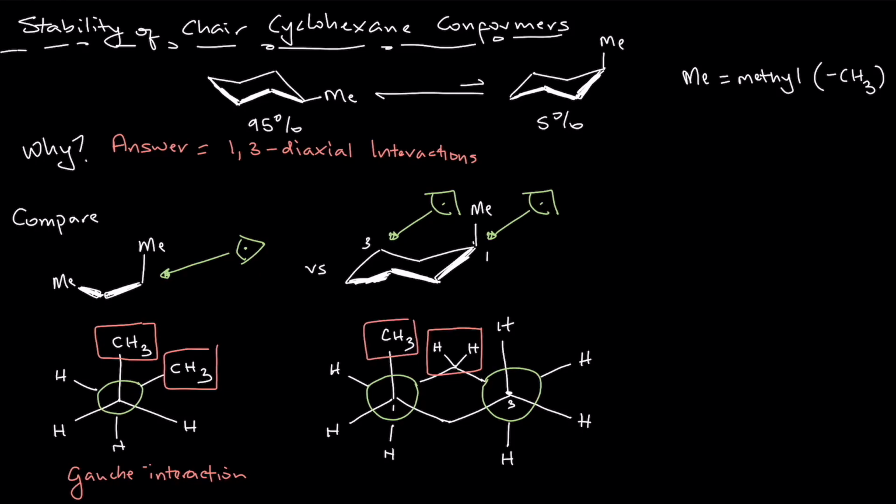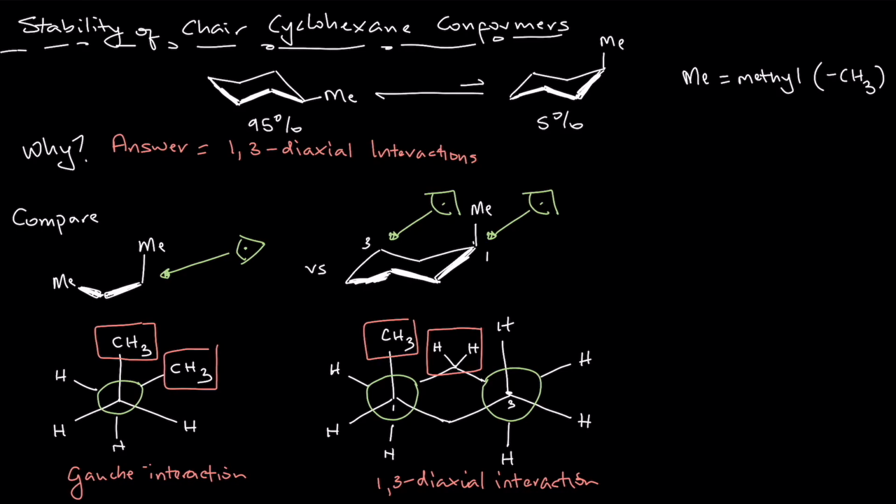So notice that in this particular conformation, you have this CH3 group that is very close to a CH2 group in an interaction that looks very similar to a gauche interaction. So we call this a 1,3 diaxial interaction. But the key thing to realize is that a 1,3 diaxial interaction is simply a gauche interaction happening in a ring. So that's really what it is. It's just a gauche interaction in a ring.